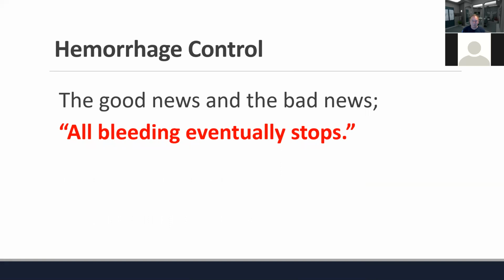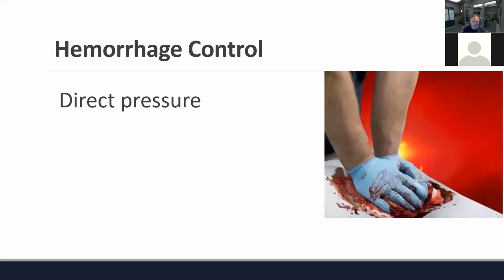It is important to, it's kind of comical, but it's important to remember all bleeding eventually stops. That's the bad news. We want to stop it ourselves. The best way we can stop it is direct pressure. That's the most common way that we attempt to stop bleeding, is direct pressure. It's using some type of a bandage, pressing it directly on the wound, and putting as much pressure as we can on it to control the bleeding and allow that area to coagulate and for the bleeding to stop.